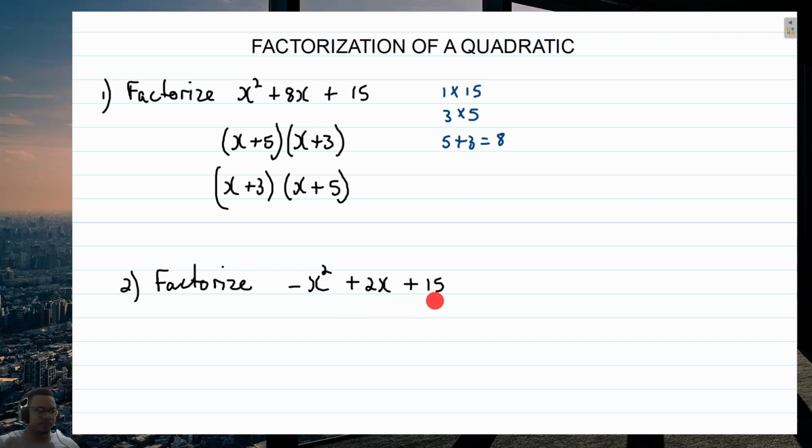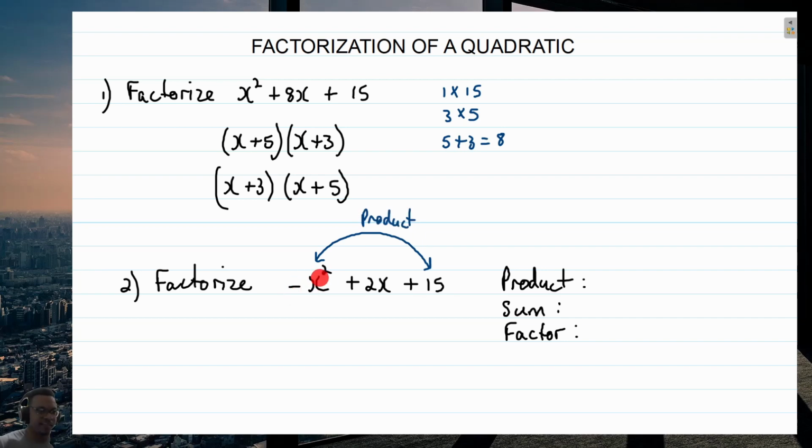Now in this quadratic expression, I have a negative x squared. That means there's a negative 1 in front of the x squared. Now the only time I can use the short method I use here in number 1 is when there's a positive 1 in front of the x squared. Therefore, I cannot use that short method here because of this negative sign in front of the x squared. Now I'm going to set up something called product, sum, and factor. And your product is multiplying the first term by the last term. So when I multiply negative x squared by positive 15, I will get negative 15x squared.